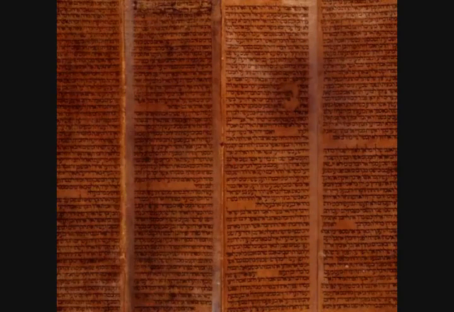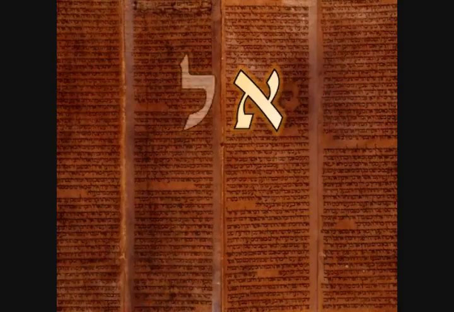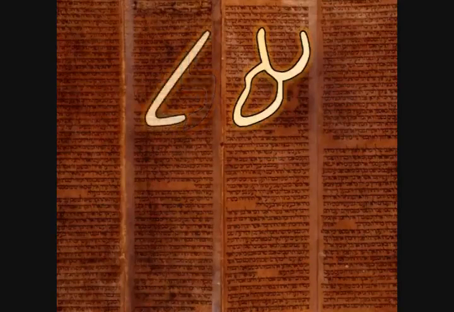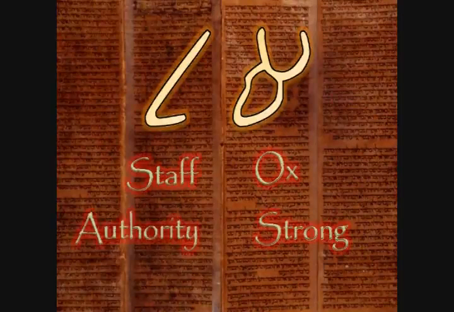The word El is spelled aleph lamed. Again, the aleph is the ox, meaning strength. The lamed is a picture of a shepherd's staff and represents the idea of authority. The word El, from its pictographs, means the strong authority and is the Hebrew word that is commonly translated as God.